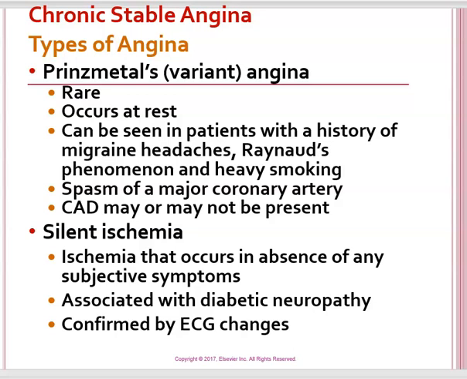Smoking can cause this, and drugs can cause it. Now, silent ischemia occurs in the absence of any other symptoms. This is usually associated with diabetic neuropathy. As you know, diabetics have peripheral neuropathy, but they can also have this neuropathy occur in the cardiac arteries, coronary arteries. We look at them, and this is also confirmed by EKG changes.